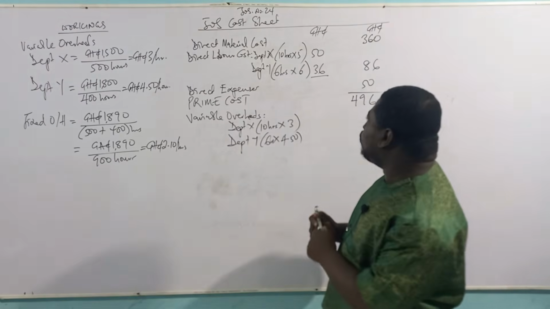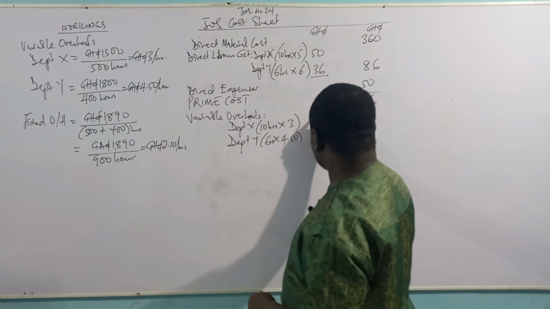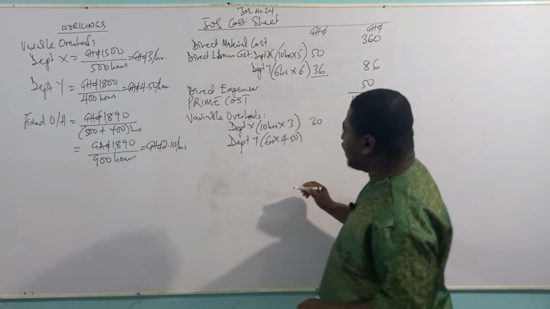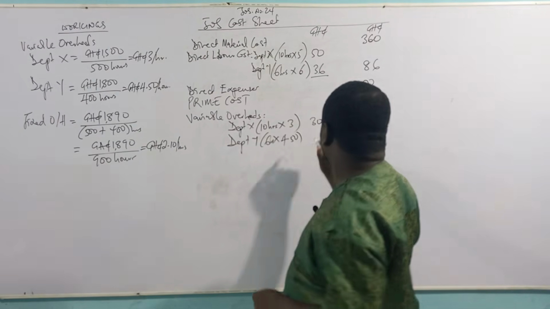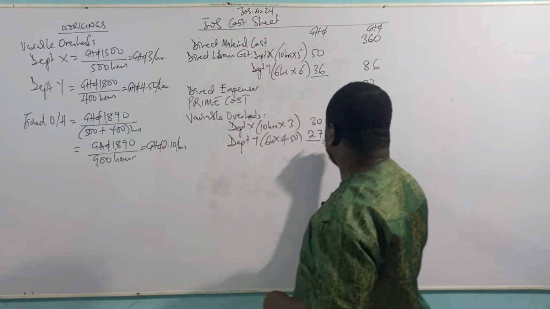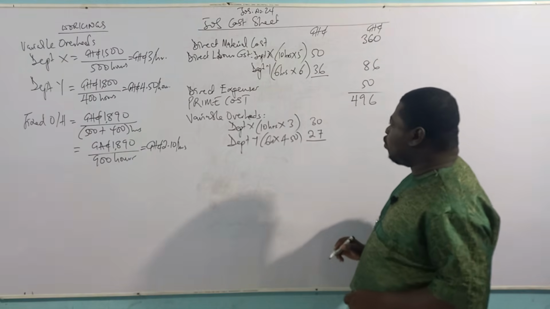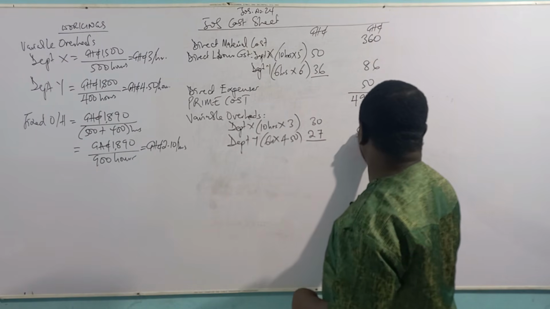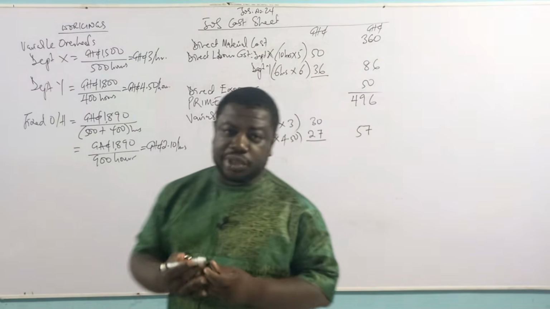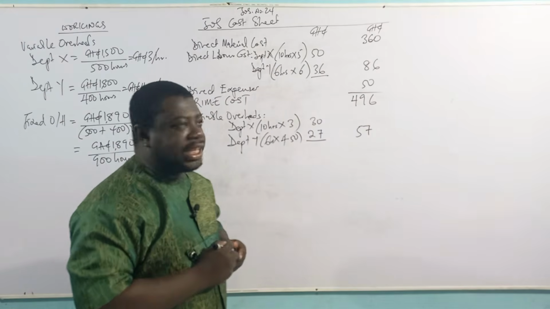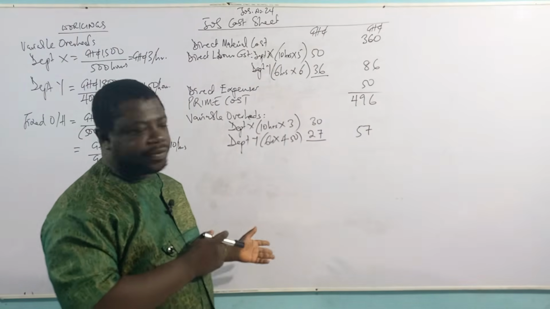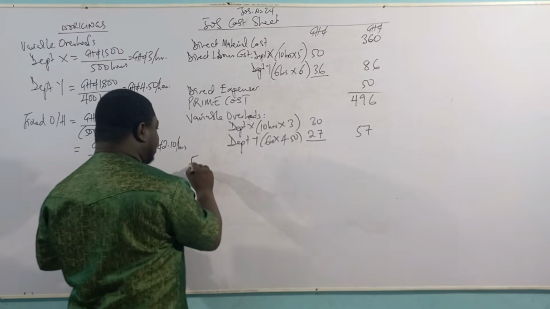So this is what we do. And then we have 30 cedis here and we have 27 cedis. So the total variable overhead cost will be 57 cedis. Very, very important. Remember that we are not subtracting anything, we are adding up. This is the element of cost structure. Then we come to the fixed overhead.